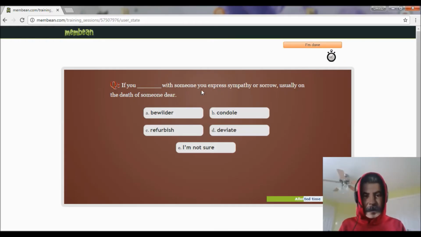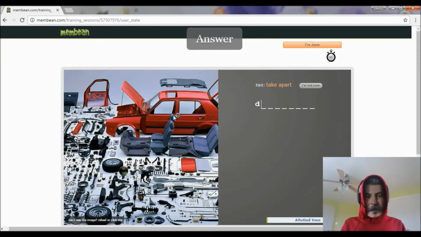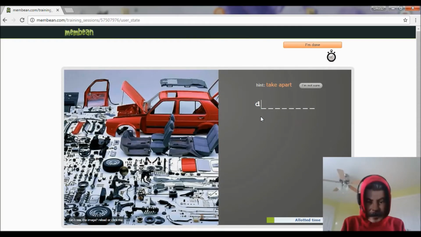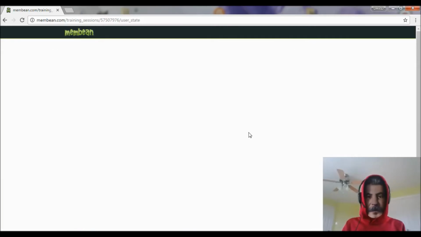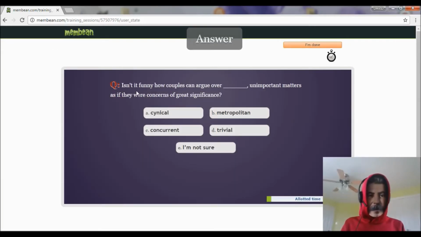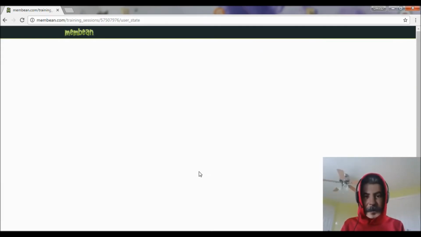If you blank with someone, you express sympathy or sorrow, usually on the death of someone dear. Condole. Of course I am correct. I am always correct. Dismantle. Isn't it funny how couples can argue over blank, unimportant matters as if they were concerns of great significance? Trivial. That is also correct.